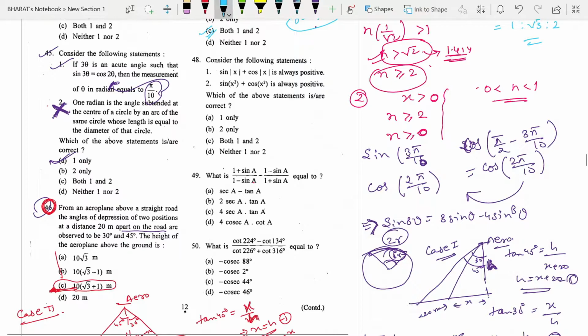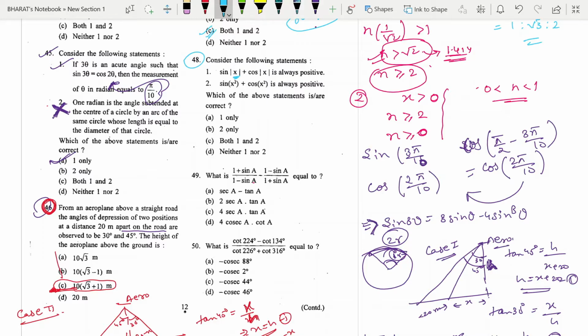Going to question number 48, it says: consider the following statements. Sin mod x plus cos mod x is always positive. Is that correct? No, it can't be correct. Let's have a look at it. It says that sin of mod x and cos of mod x are always positive. If we take the value of x to be... no, that can't be correct.